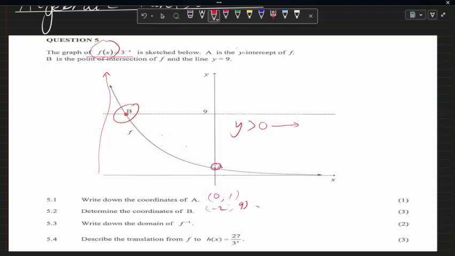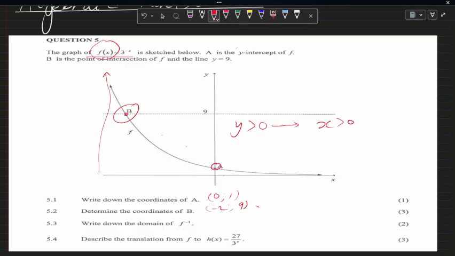Now, this translates to the domain of the inverse graph. Now, remember, the domain is every value associated with the x value, right? So it is all the x values that are associated with our function. So that makes up the domain of the inverse graph. So x is greater than 0.